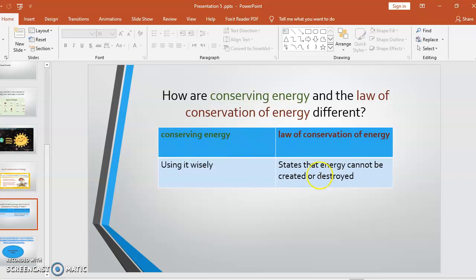You have to compare and contrast conserving energy and the law of conservation of energy. Look, conserving energy means using energy wisely. We have to save it, protect energy, keep energy, reduce energy. How? For example, when you learn about the 3 R's, reduce, reuse, recycle, these 3 R's help us to conserve energy, to save energy. How? By using less of these resources. So, conserving energy means using it wisely.